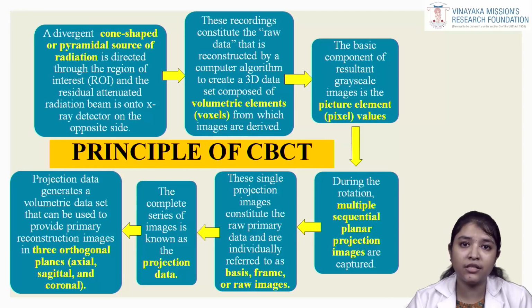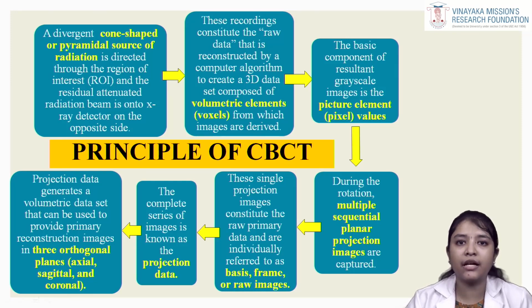As the name suggests, it uses a cone beam type of radiation, also known as pyramidal shaped radiation, where the cone beam focuses on a region of interest. The residual attenuated radiation, that is, the radiation which passes through an object and comes out after the object, is known as the attenuated radiation. This attenuated radiation is captured by a detector. The detector detects the radiation, and this is called the raw data.